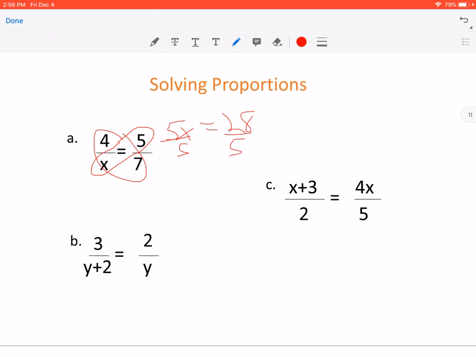If it doesn't go in evenly and you can't simplify it, leave it this way. Leave it as 28 over 5. That's perfectly fine. That's an improper fraction. As long as it's simplified, that's fine.